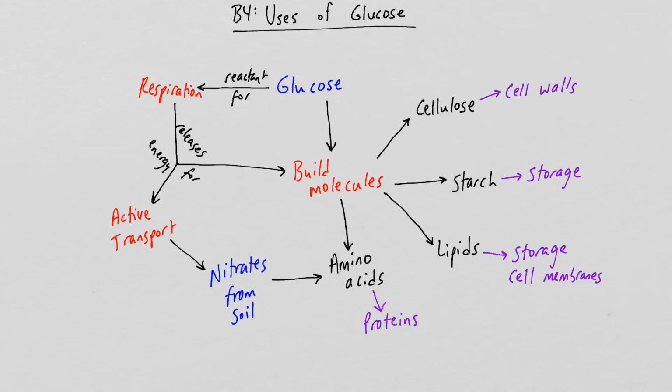In terms of B4, that's all we need to remember for the uses of glucose, but we can take this opportunity to do a little bit of B2 revision, specifically the food tests. We'll start with glucose. Glucose is a reducing sugar, which means we can test for it using the Benedict's test.